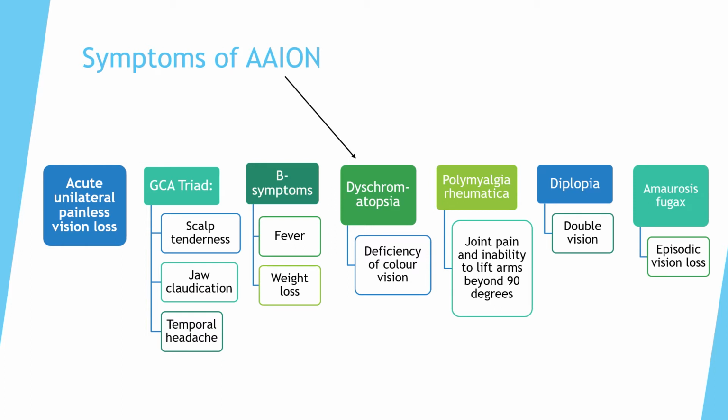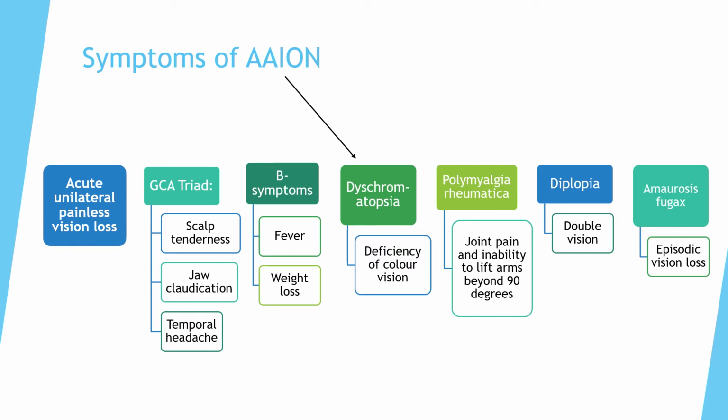or headache along the temporal sides. GCA, because it is an inflammatory condition, can present with B symptoms as well, such as fever and weight loss. It also presents with diplopia, or double vision, as well as amaurosis fugax history, which is a fancy term for episodic vision loss. Those symptoms I have mentioned are all associated with GCA.